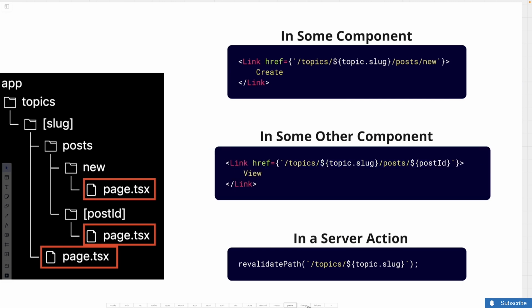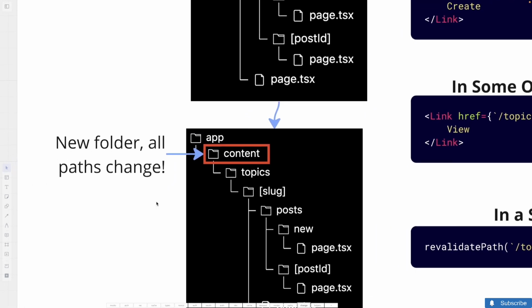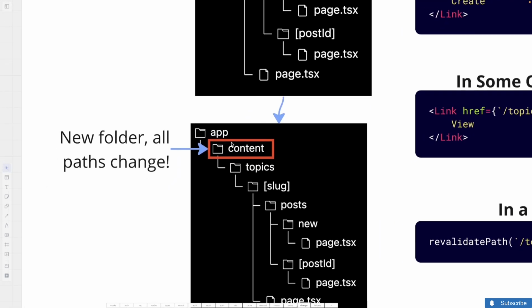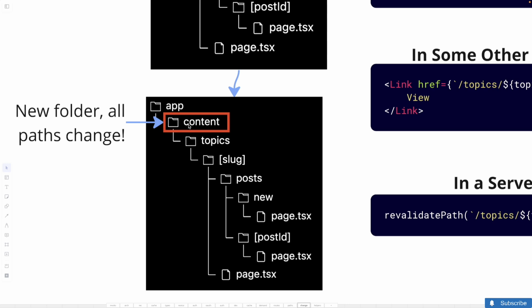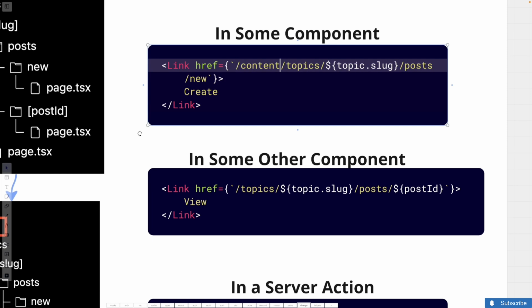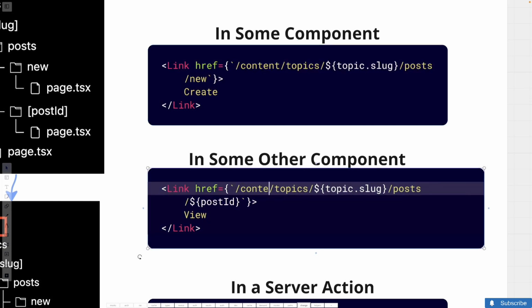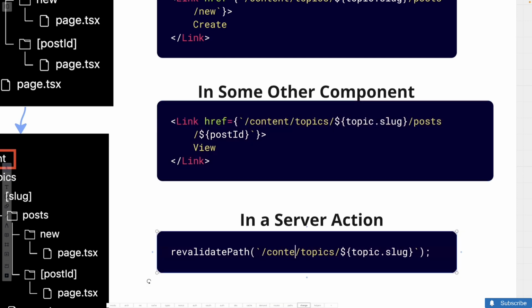Let's then imagine that at some point in time, maybe for some very important reason, we decide we have to change all the paths in our application. Maybe we want to have content be the very first part of the URL or the path. So we would create a content folder inside of our app directory and then place all of our deeply nested folders inside that content directory. So what would this change do to our project? Well, we would have to go around to all of our different links and add in /content at the start. So right there, and go around to all of our revalidate path calls and add in /content at the start as well.